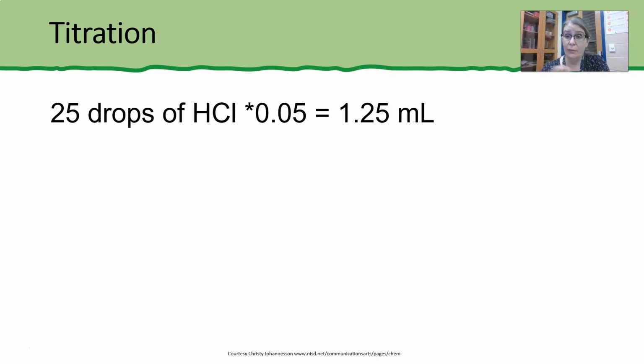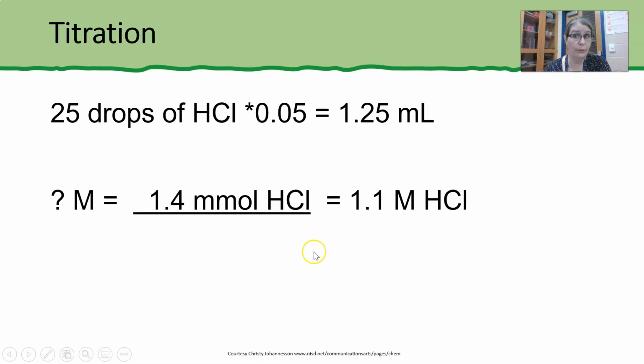And that means I need a number of milliliters, because millimoles over milliliters is big M molarity. So if I had 25 drops of HCl at 0.05 milliliters per drop, I had 1.25 milliliters. You will also have 1.25 milliliters, assuming you started with 25 drops of HCl. So to get big M, I take my millimoles, which I got from the last slide, divided by my milliliters, which I have right here, and I have two significant digits because I'm dealing with 25 drops and 28 drops, so I have 1.1 big M.